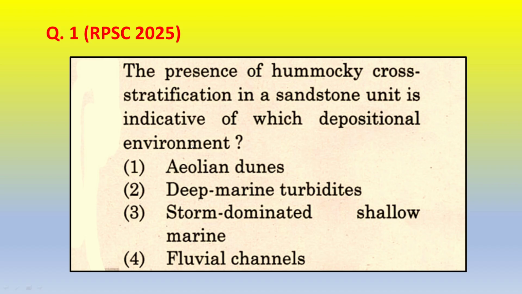First question is, one minute, I just take my pen. Okay, first question is: the presence of hummocky cross stratification unit is indicative of which depositional environment? Aeolian dune, deep marine turbidites, storm dominated shallow marine deposit, and fluvial channel. So hummocky cross stratification is indicative of storm dominated deposit.